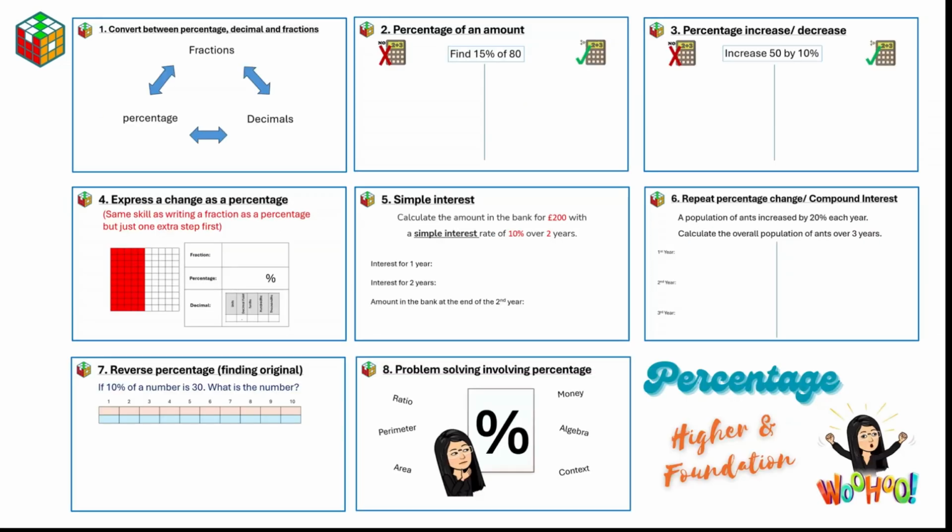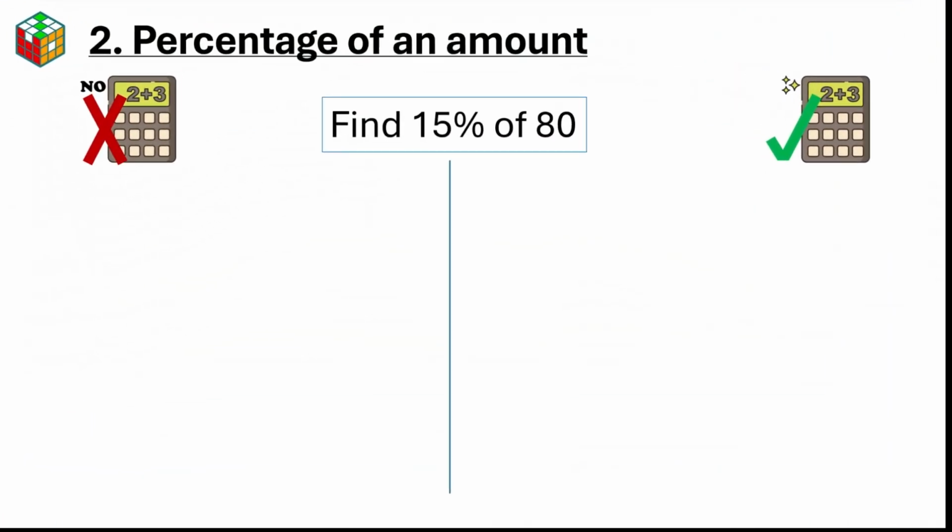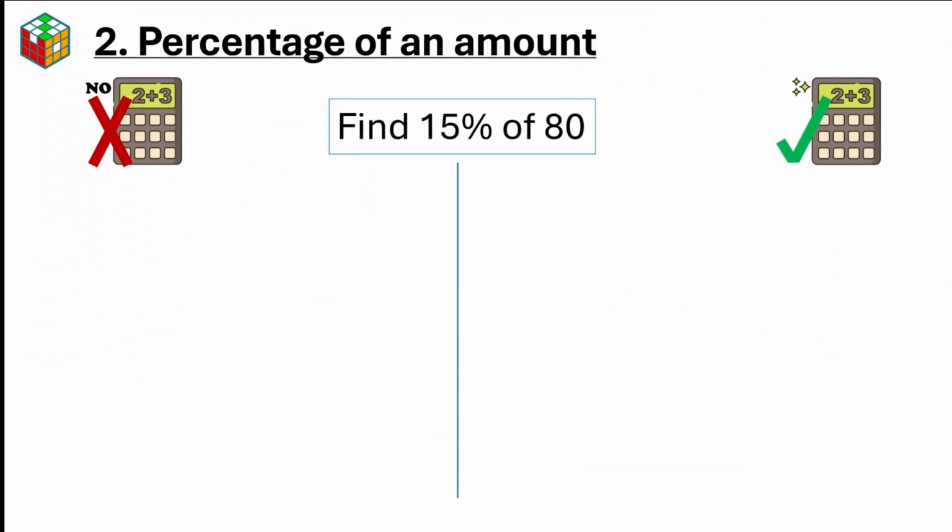Part 2. Percentage of an amount. We have calculator method and non-calculator method. I'm going to show you both because it can be on both papers. Finding 15% of 80. So I need to find out 10%. 10% is quite useful and important when we're finding percentages. When we're converting, the 100 grid is the important part. When we're finding percentages, 10% is good.